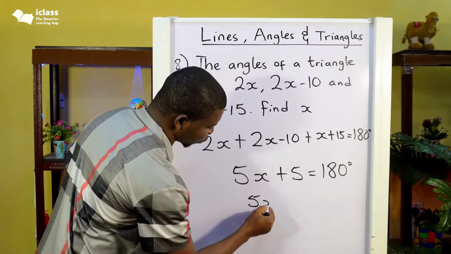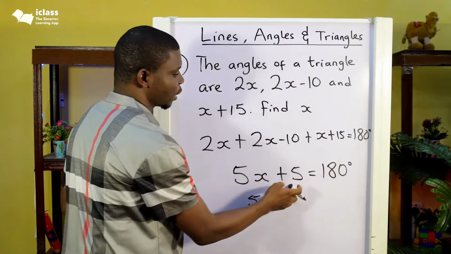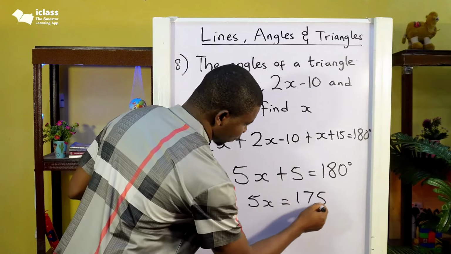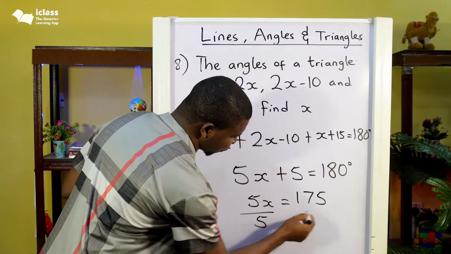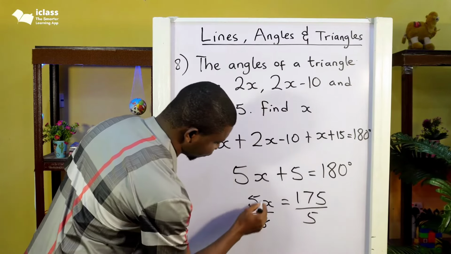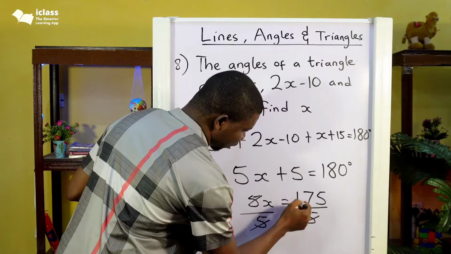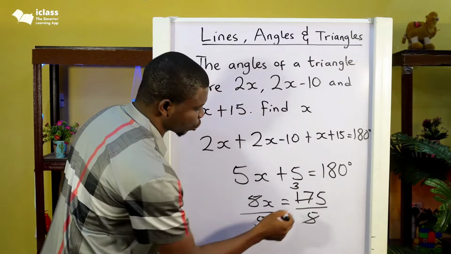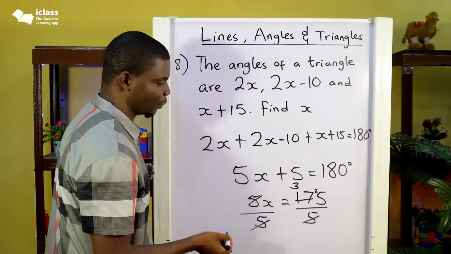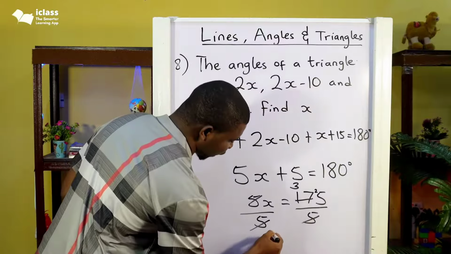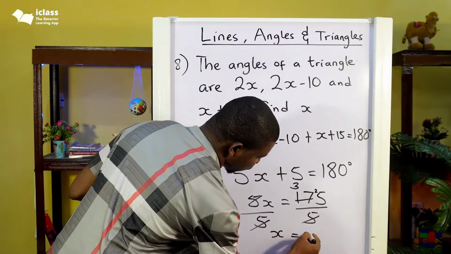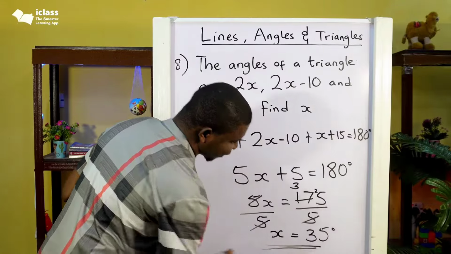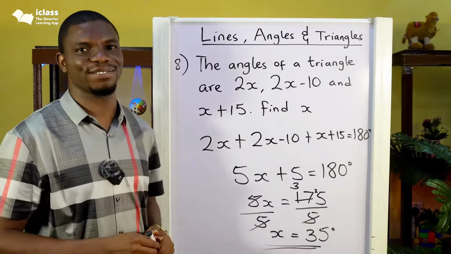So 5x will be equal to 180 degrees minus 5, which is 175 degrees. So to get x, I'll divide both sides by 5. 5 into 17 is 3, remainder 2, right? 5 into 25 is 5. So our x is equal to 35 degrees.